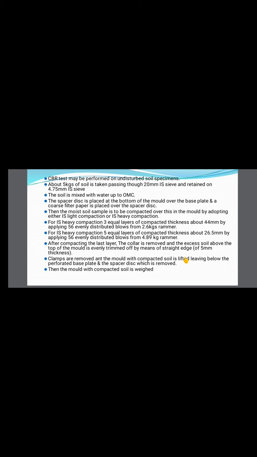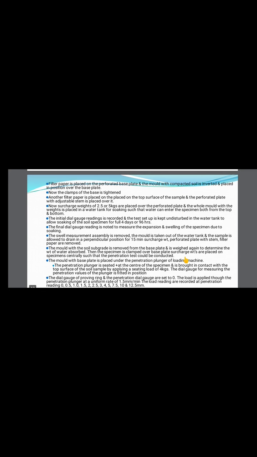Clamps are removed and the mold with compacted soil is lifted, leaving below the perforated base plate and the spacer disc, which is removed. Then the mold with compacted soil is weighed. Then after removing that, whatever compacted soil is there, we need to weigh it.